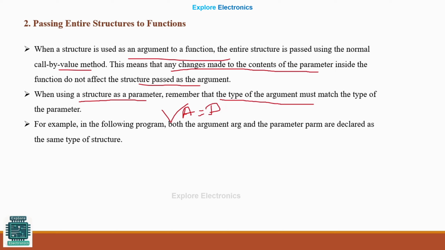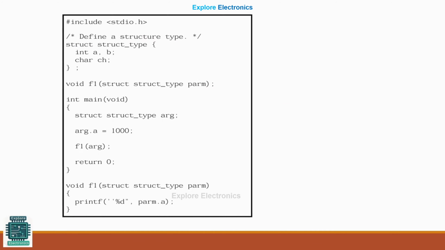Now, here is an example program. Both the argument, short form arg, and the parameter, short form parm, are declared as the same type of structure. Now, let us go to the program.